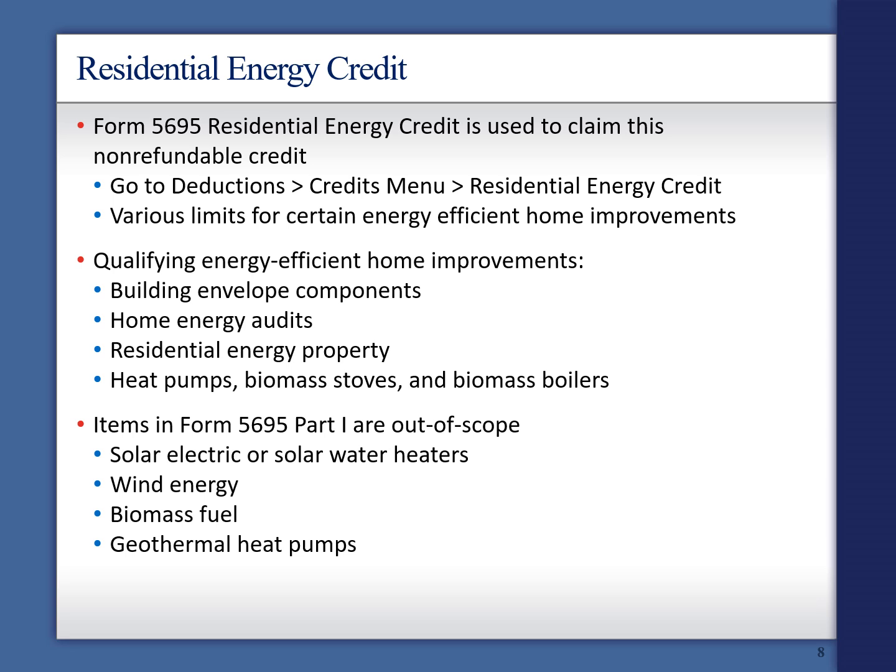Home energy audits cover 30% of costs up to $150, but must meet guidelines. Residential energy property covers 30% of costs, including labor, up to $600 for each item. These must also satisfy the energy efficiency requirements. For heat pumps, biomass stoves, and biomass boilers, 30% of costs are covered, including labor. These also must satisfy energy efficiency requirements.